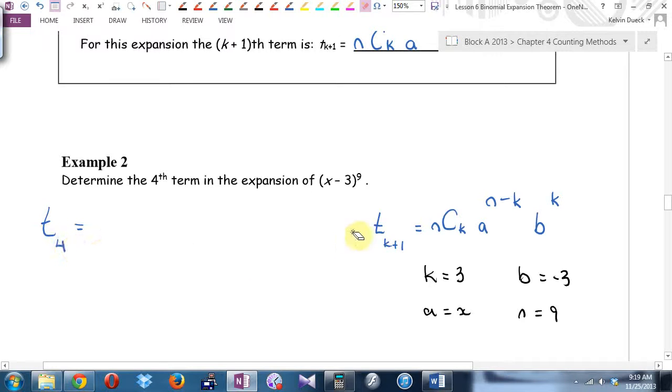Term 4 equals, I got my equals, n. What's n? Let's all write down 9 choose k. What's k? 3. A, x to the power of n minus k. In your head, looking at the numbers there, what is n minus k? 6.